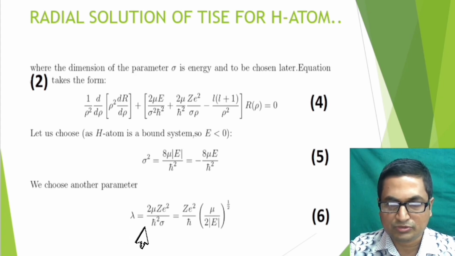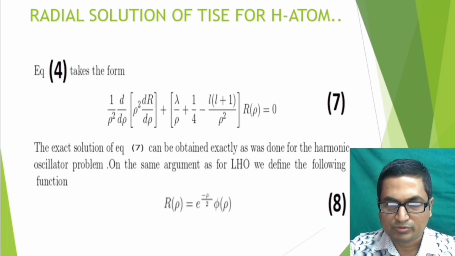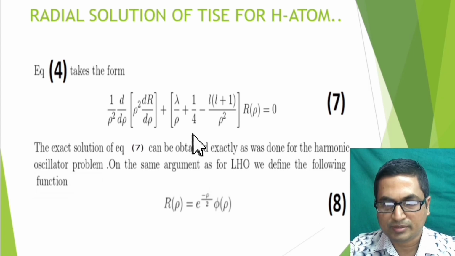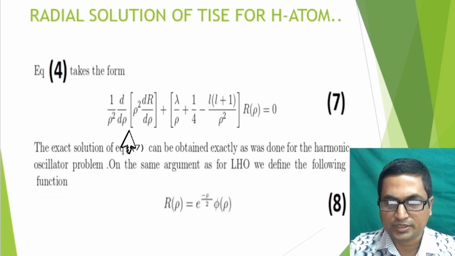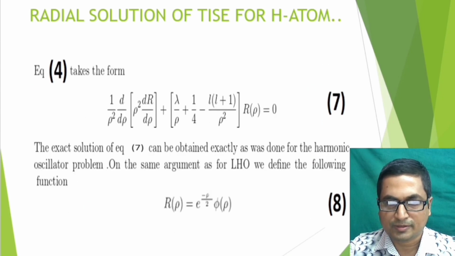And also choose another parameter lambda defined by equation 6, twice mu Z square e square by h cross square sigma, or using 5 in the bracket here, we can find that lambda equals this. And using 5 and 6 and 4, we get equation 7: 1 by rho square d by d rho of rho square dR by d rho, plus lambda by rho, plus 1 by 4, minus l into l plus 1 divided by rho square, into R of rho. And we see that our original equation 2 is now changed to equation 7.